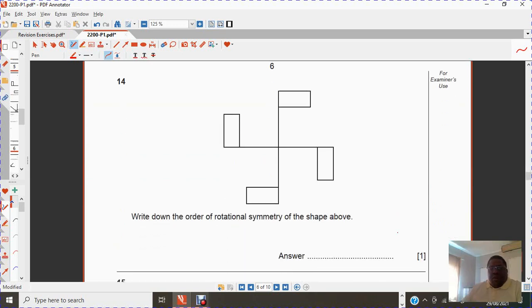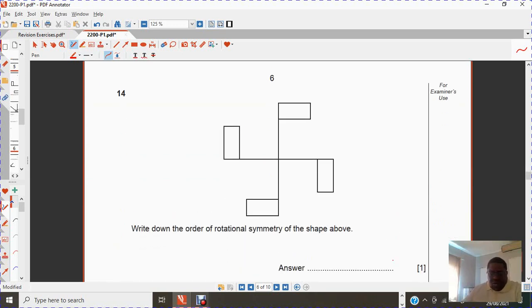Right, when you get to question 14, it says write down the order of rotational symmetry. So the center is somewhere here. How many times can you turn this shape and it will still look exactly the same? Well, it will be 4 times.